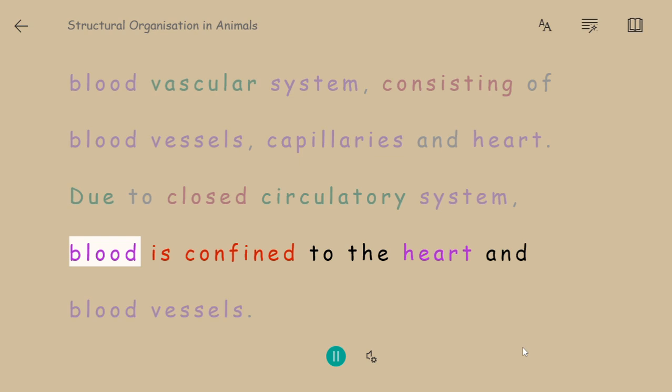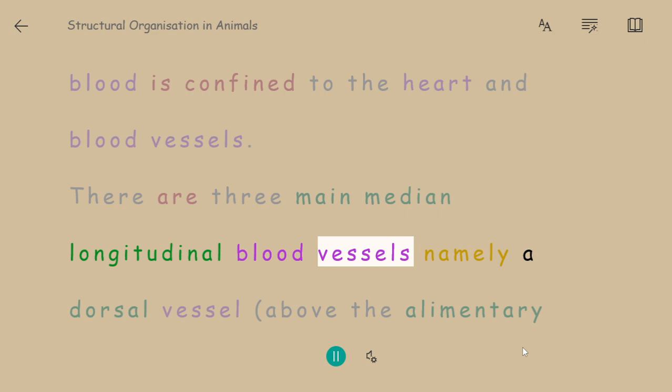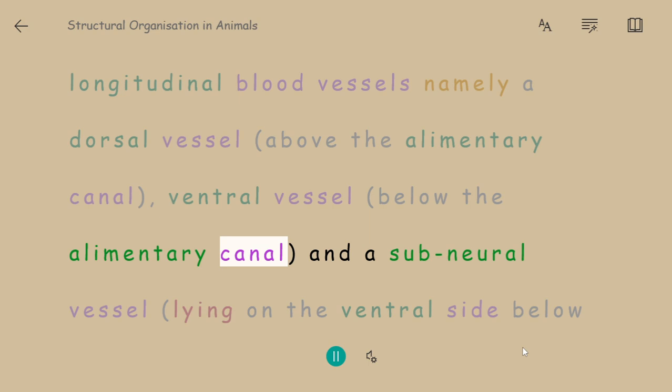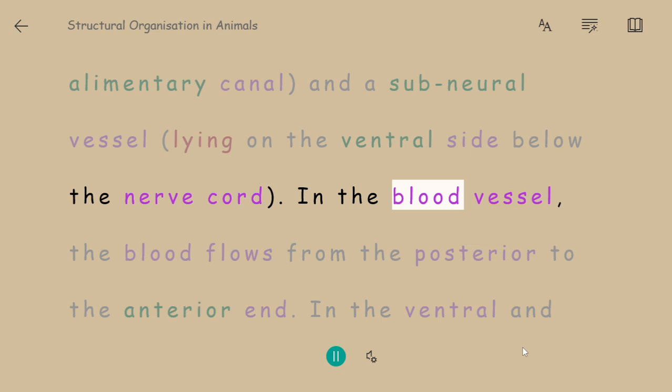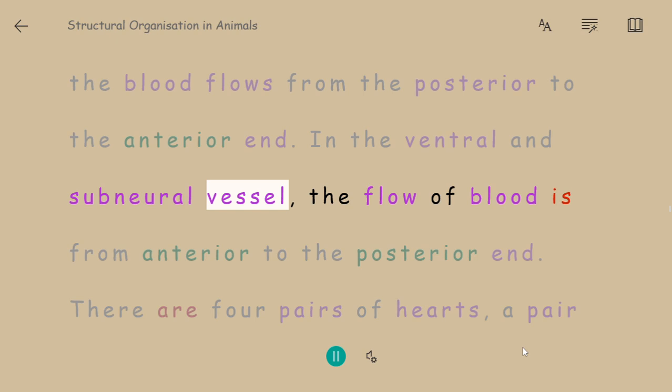There are three main median longitudinal blood vessels, namely a dorsal vessel, above the alimentary canal, a ventral vessel, below the alimentary canal, and a subneural vessel, lying on the ventral side below the nerve cord. In the dorsal blood vessel, the blood flows from the posterior to the anterior end. In the ventral and subneural vessel, the flow of blood is from anterior to the posterior end.